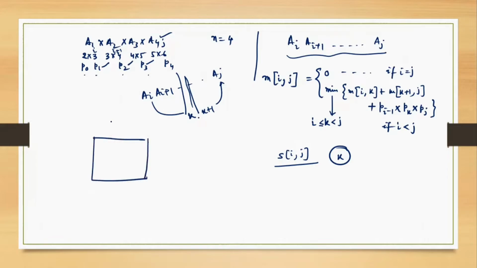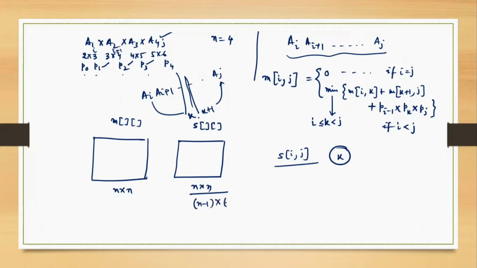One table is to hold the cost of multiplication, that is called M table, and another table is to store the optimal value of k, for which we get the minimum cost, that is S table. Both the tables have dimension n cross n, and for the time being, assume it is also n cross n. Later on, you will find that it is actually n minus 1 cross n minus 1, because n cross n is not actually required here.